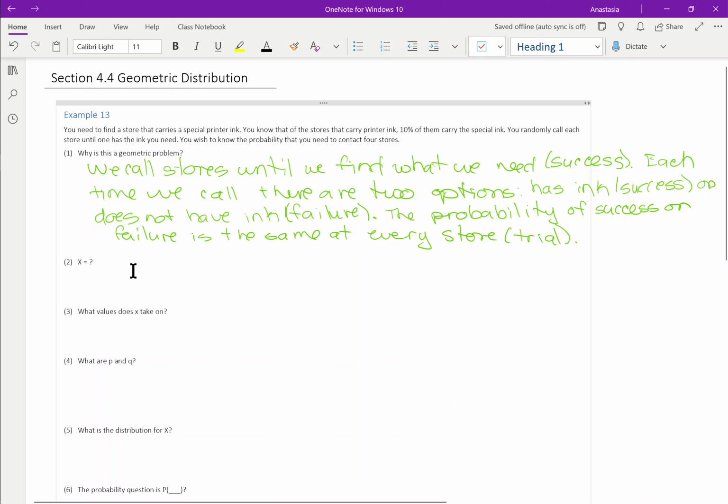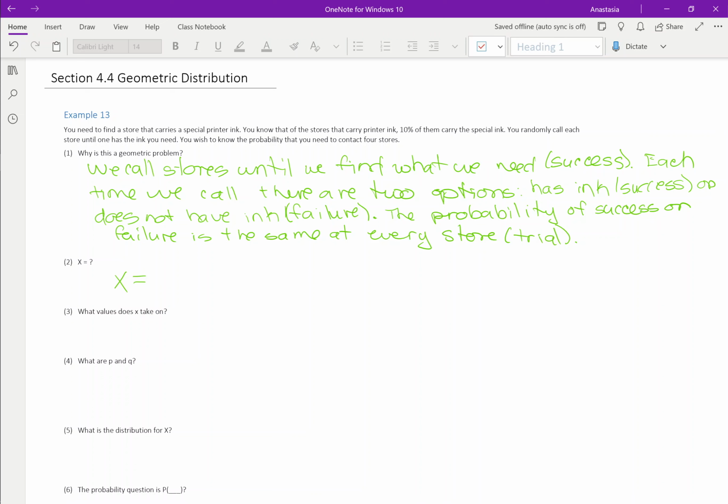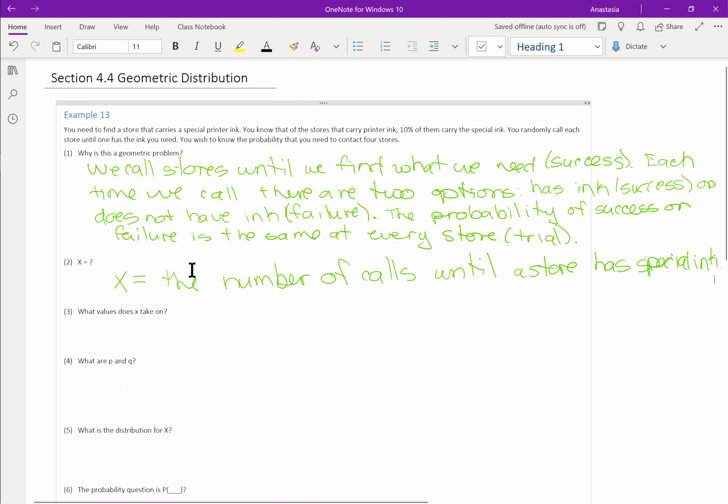X equals, well, how would we define our random variable according to a geometric random variable? The generic definition of a geometric random variable is the number of independent trials until the first success. So in this case then, X is going to be the number of calls, since those are our trials, until a store has the special ink, because that's our success.